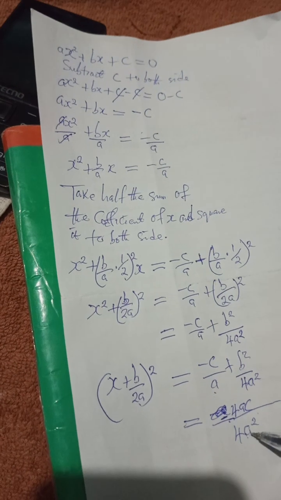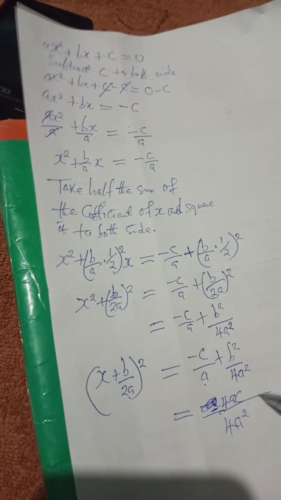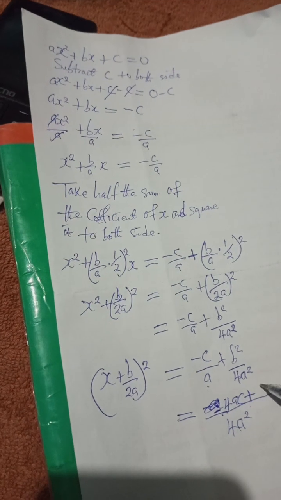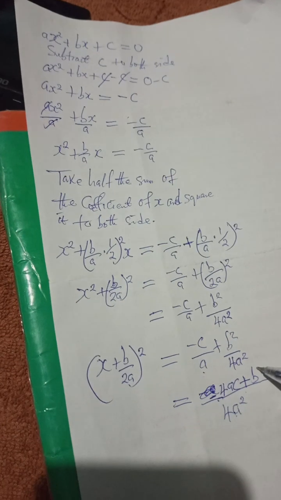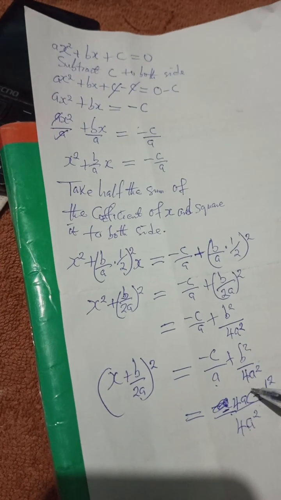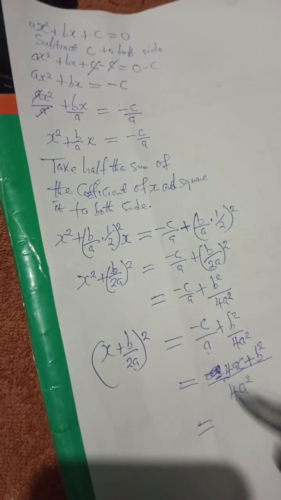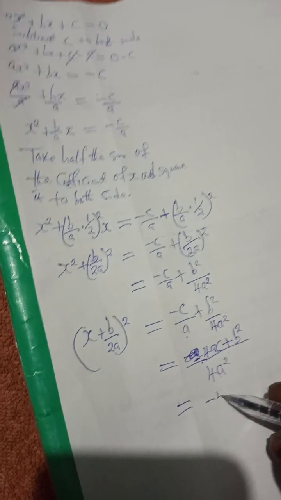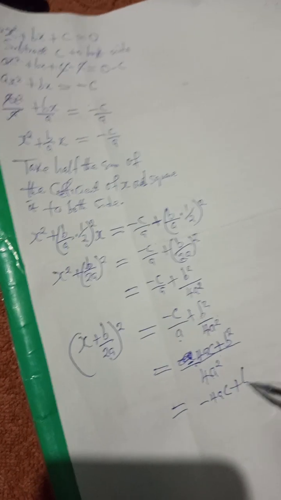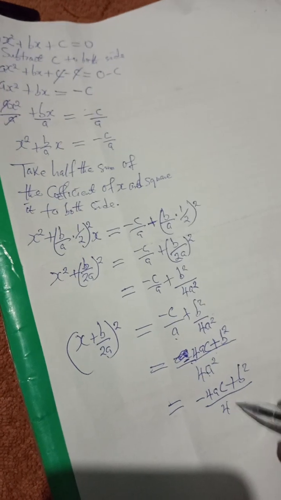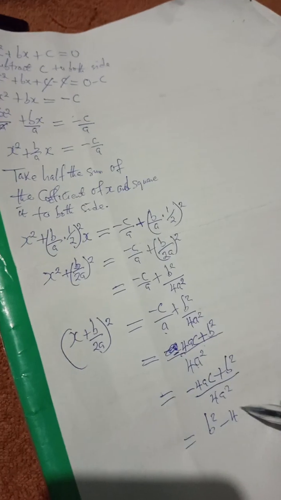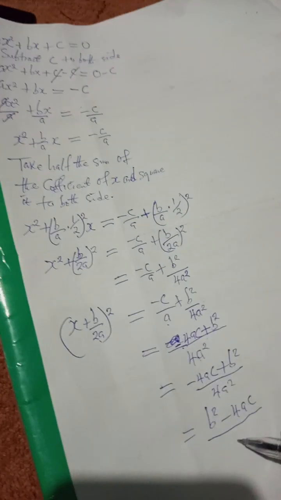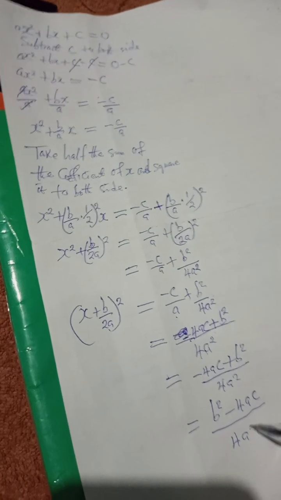So then 4a square divided by 4a square will give you 1, and because of your sign here you have plus b square. 4a square will go with 4a square, you have 1 times b square, which gives you b square. Rewriting this, you have negative 4ac plus b square all divided by 4a square, but you can write this as b square minus 4ac all divided by 4a square.